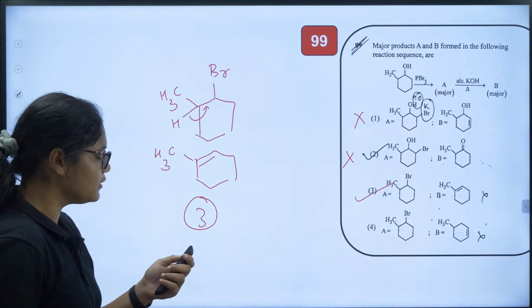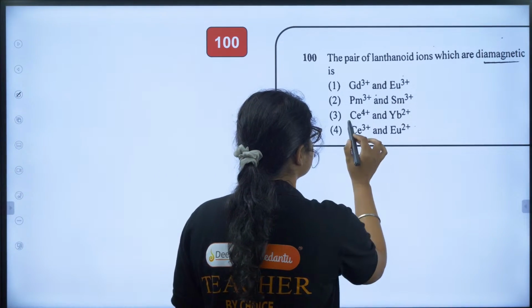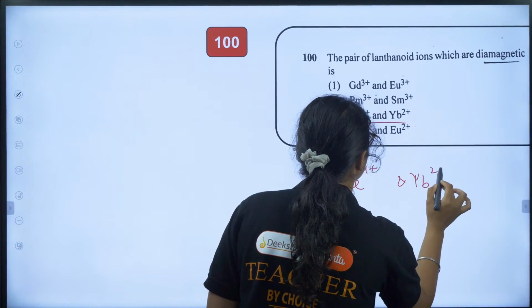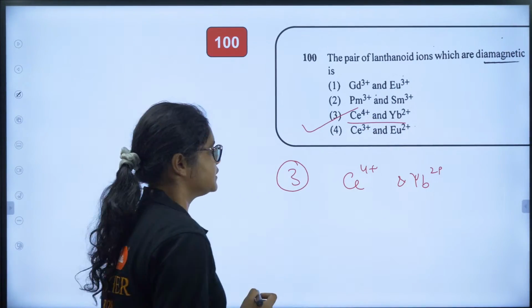Okay. Now next question, the pair of lanthanide ions which are diamagnetic is. The answer is very direct, Ce4+ and Yb2+. They do not have any unpaired electron. So the correct answer for this question will be option number 3.